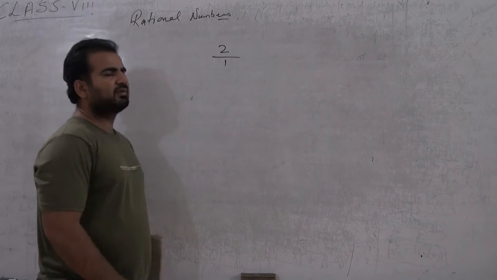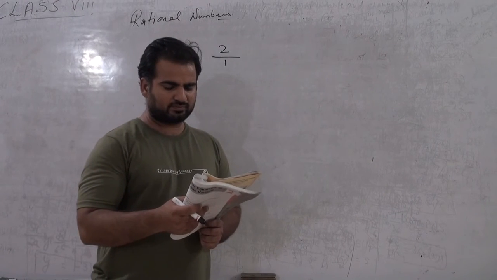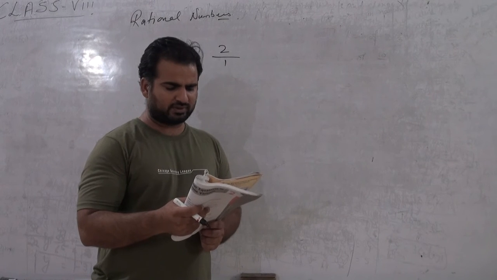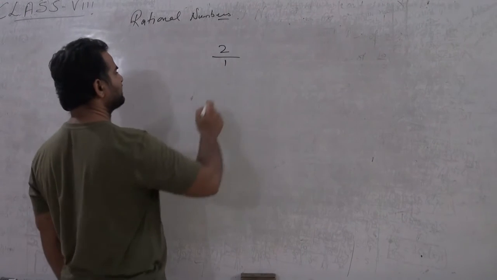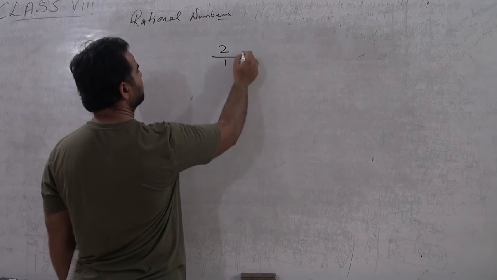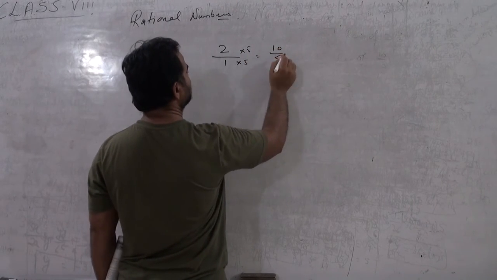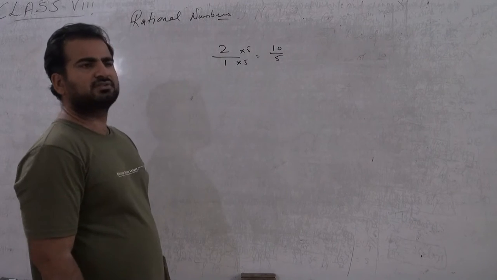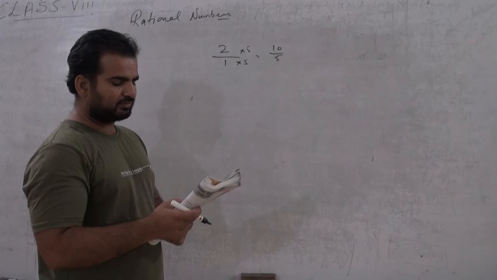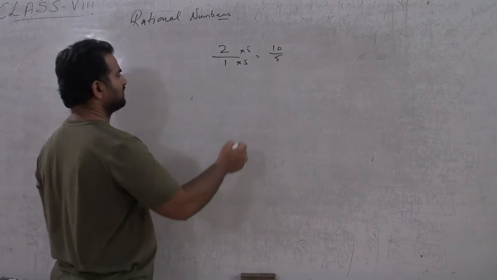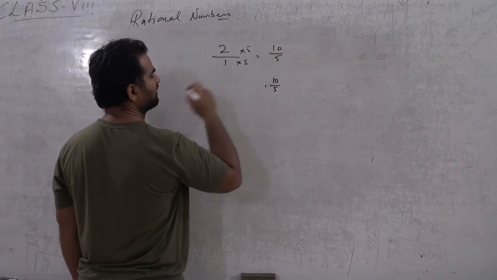And how many rational numbers do we have to find? We have to find 5 rational numbers. So what I will do is just multiply this by 5. So it will be 10 by 5. Okay, so we have to find 5 rational numbers below 2.